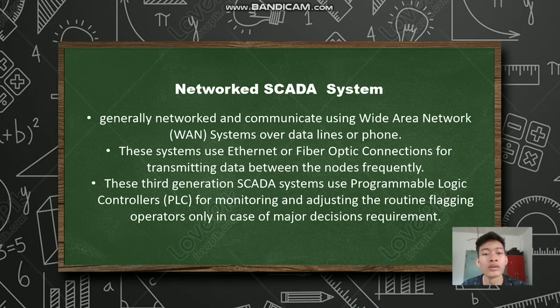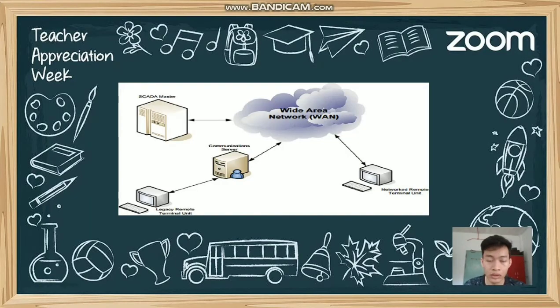Third generation, the networked SCADA system. Generally, it is networked and communicates using a wide area network over data line or phone. This system uses Ethernet or fiber optic connections for transmitting data between the nodes frequently. This third generation SCADA system uses a programmable logic controller (PLC) for monitoring and adjusting the routine, flagging the operator only in case of a major decision requirement.